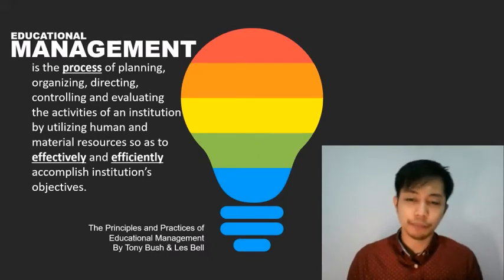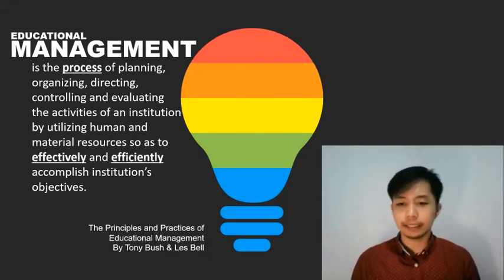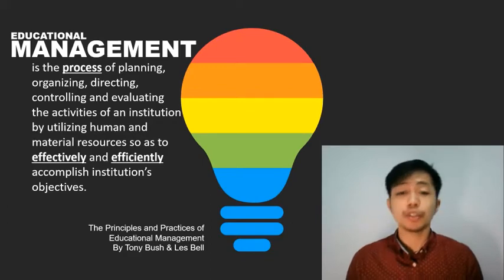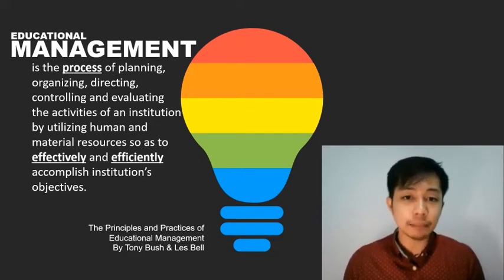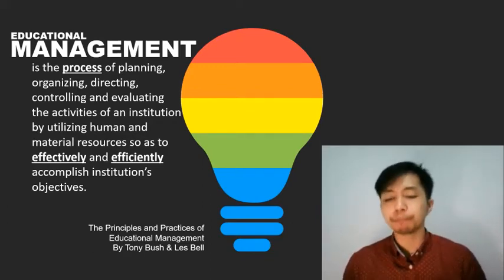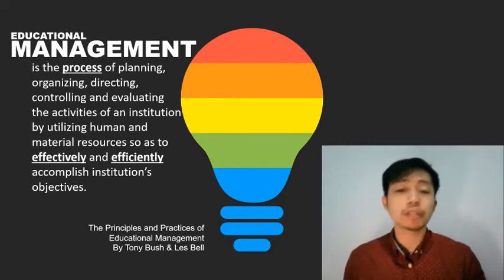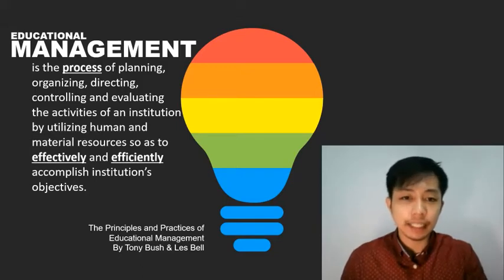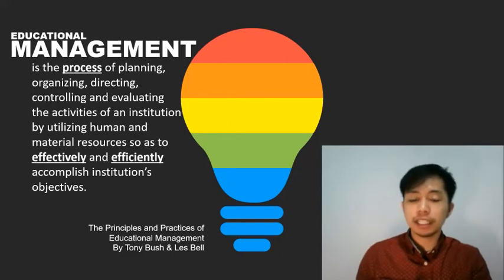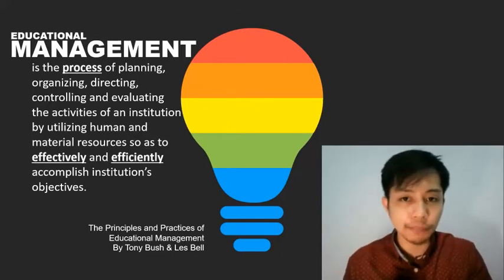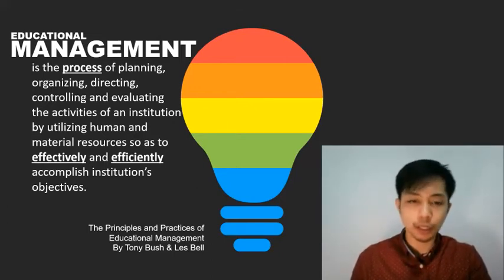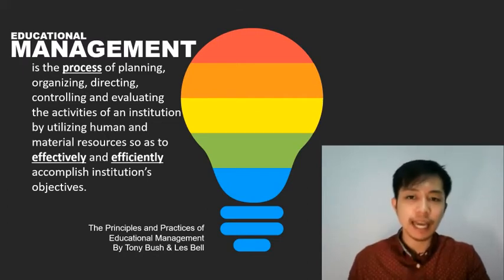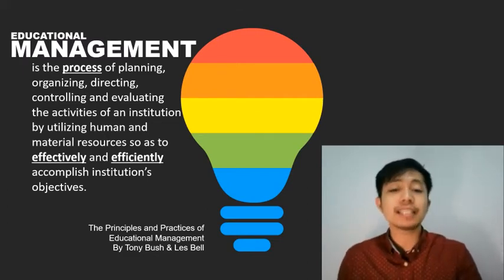Putting everything together. As defined in the book titled The Principles and Practices of Educational Management, edited by Tony Bush and Les Bell, educational management is the process of planning, organizing, directing, controlling, and evaluating activities of an institution by utilizing resources in order to effectively and efficiently accomplish the institution's objectives.